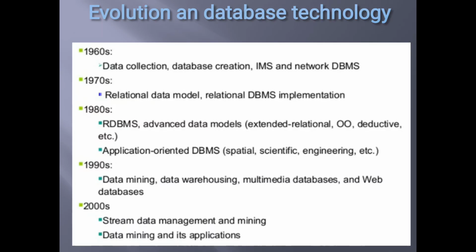Here is the evolution of database technology. In 1960s, data collection, database creation, IMS and network DBMS. In 1970s, relational data models were there. In 1980s, RDBMS, that is the Relational Database Management System. In 1990s, data mining, data warehousing, web databases are there. In 2000, stream data management and mining was there.